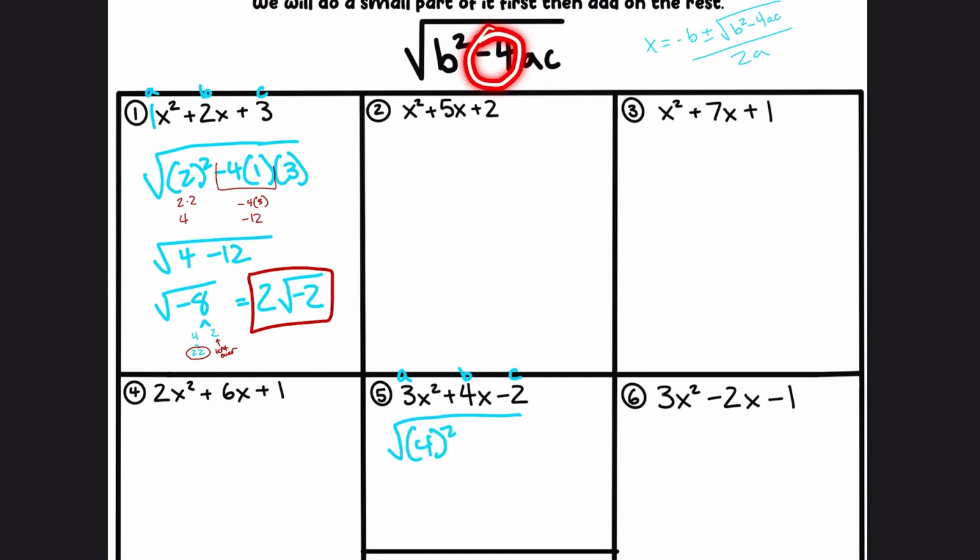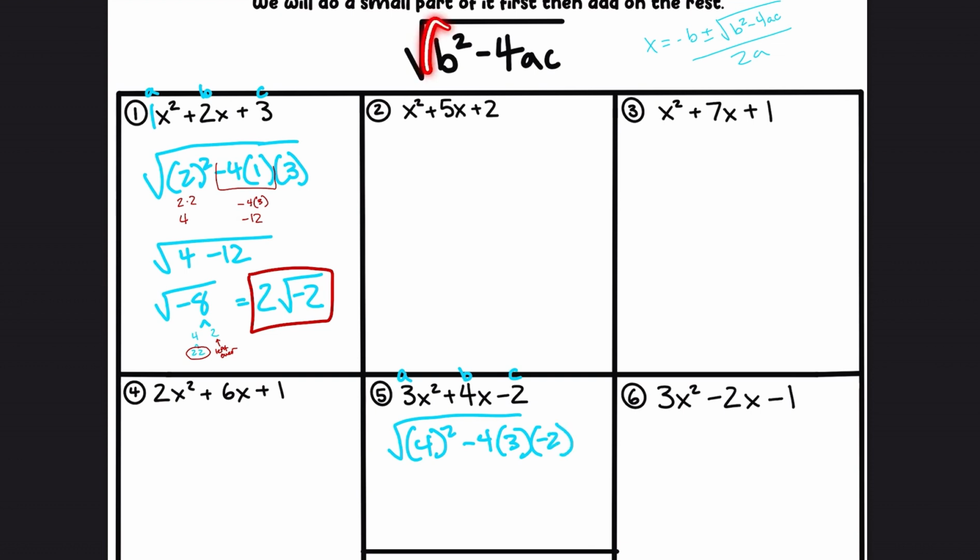Next, I need a -4. Again, that's going to stay the same. Then I need my A. Looks like A is 3 in this problem. And then I need my C. Oops, need my C. And looks like C is -2 here. So I'm going to do -2 inside those parentheses.